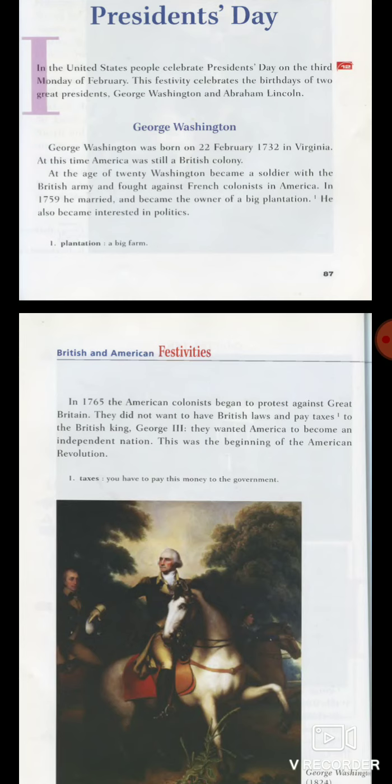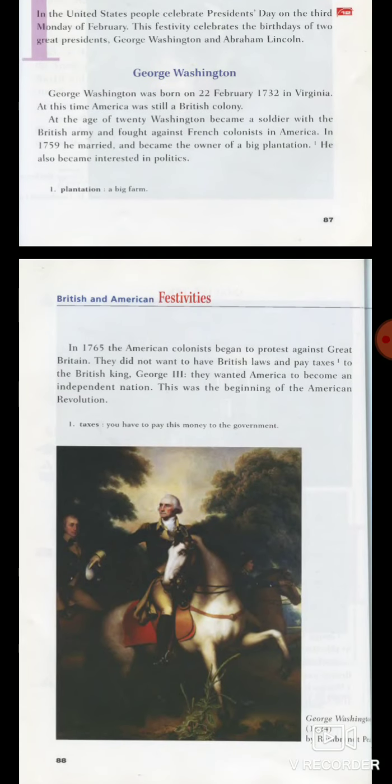In 1765, the American colonists began to protest against Great Britain. They did not want to have British laws and pay taxes to the British King, George III. They wanted America to become an independent nation. These were the beginning of the American Revolution. Taxes: you have to pay this money to the government.